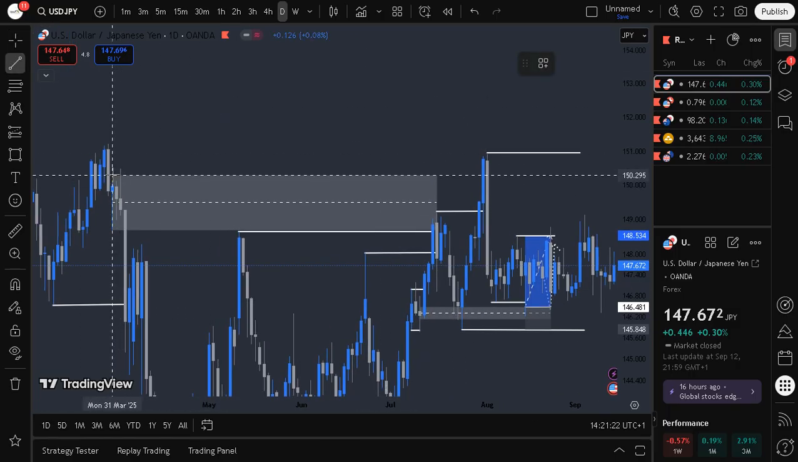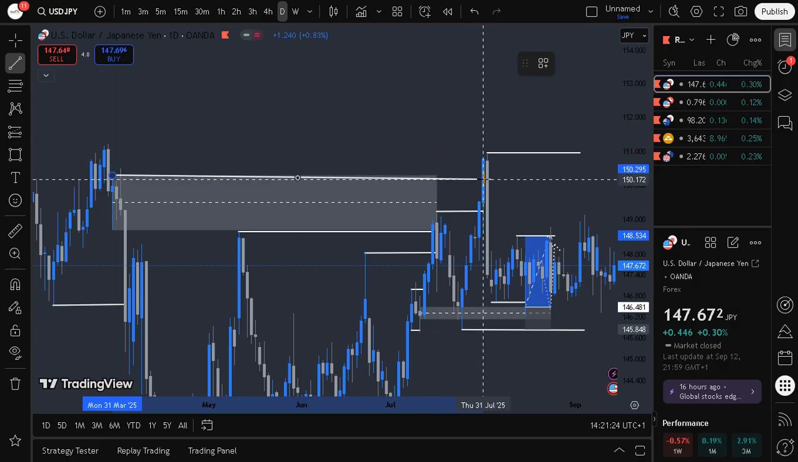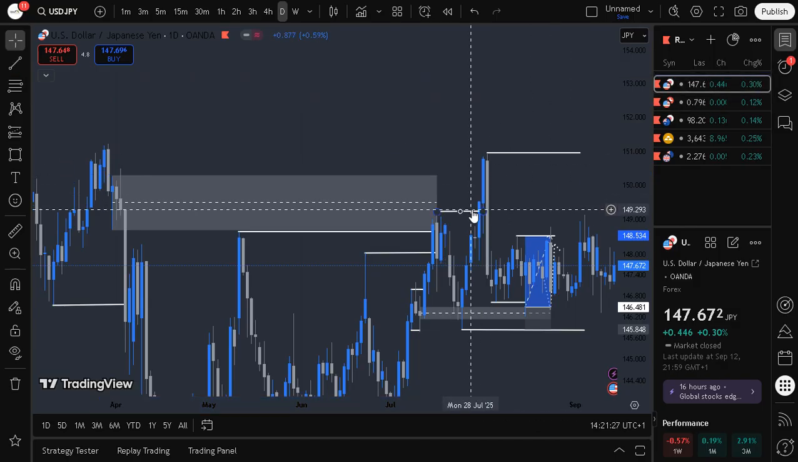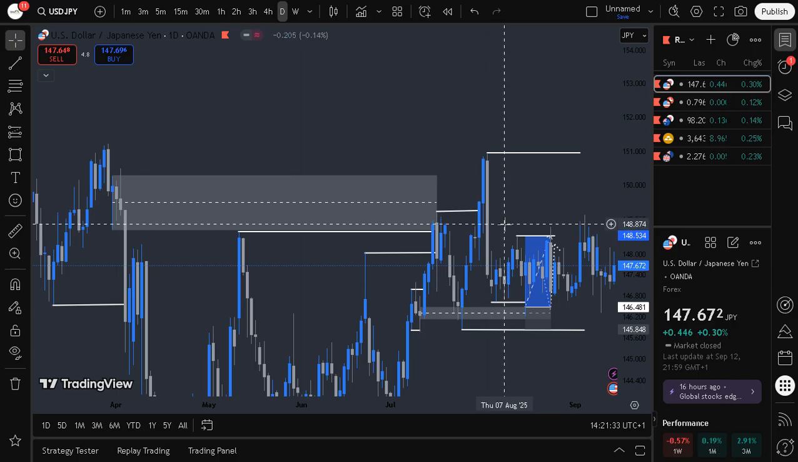So price did eventually fail the supply zone, as you can see right here. Now, was that a break of structure, or rather a change of character? So what are we looking for now?